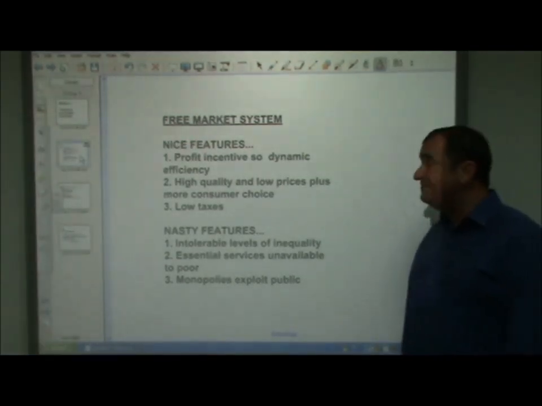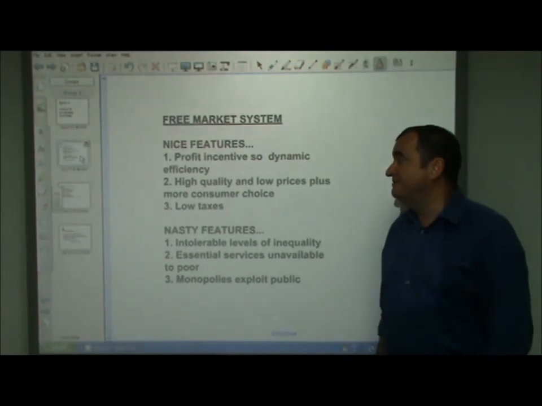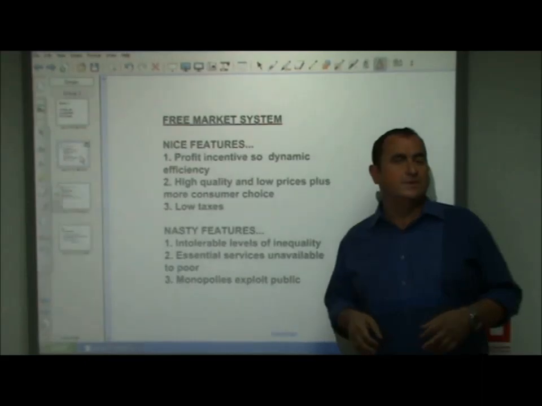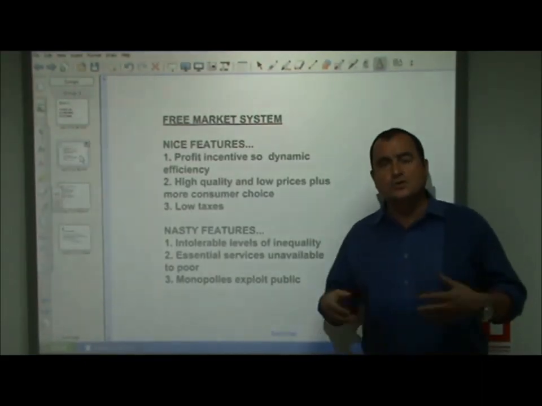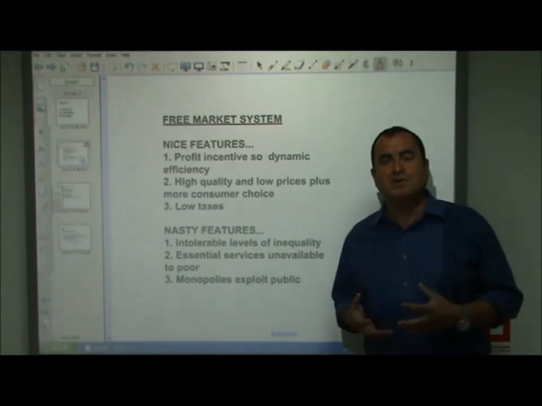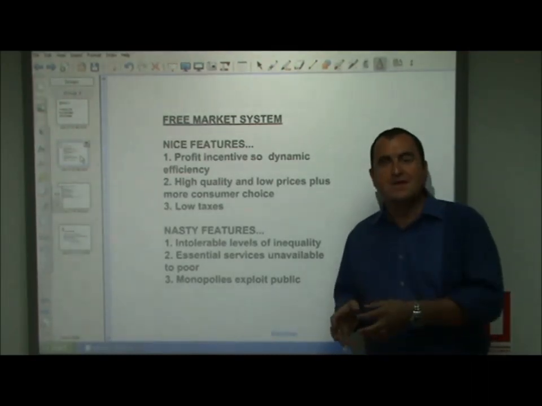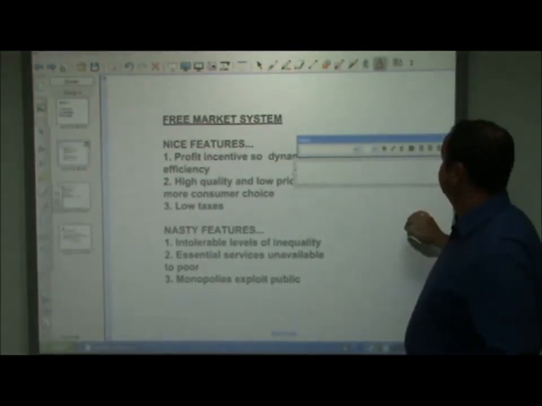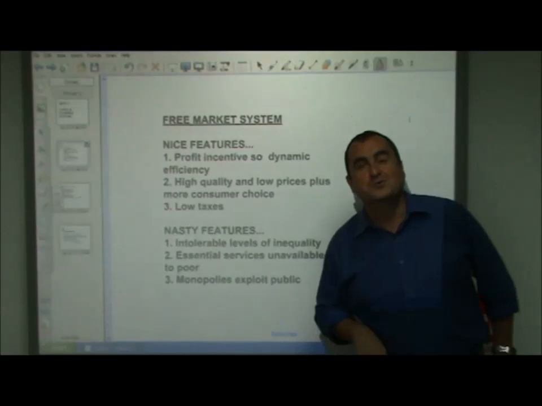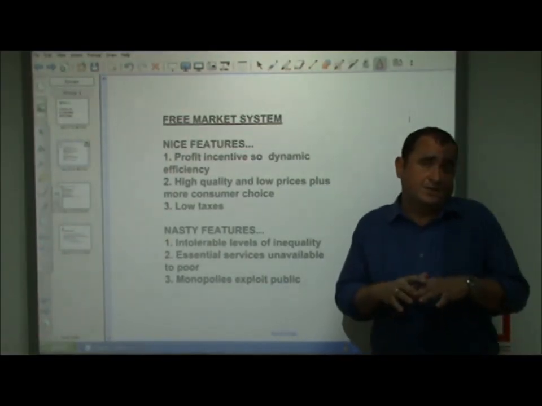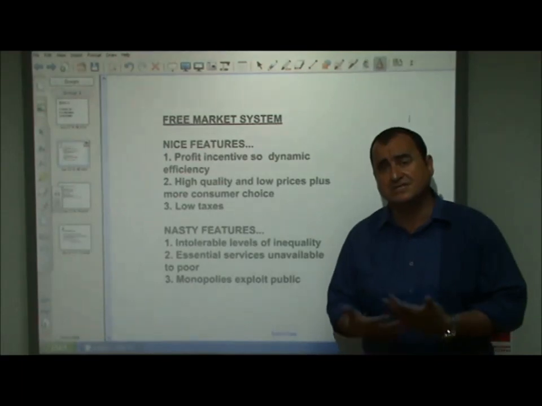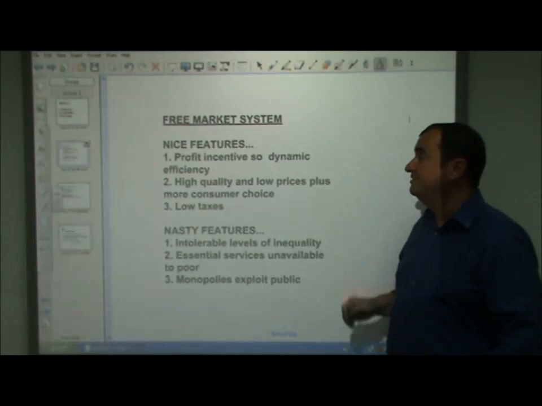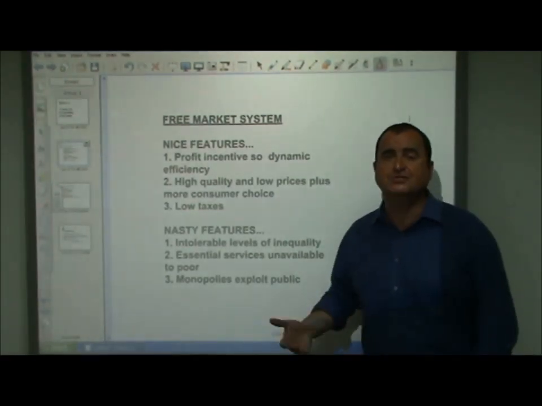So there are nice features and nasty features of such a system. The nice features: profit incentive. So there would be dynamic efficiency. If everything is owned privately, then everything is driven by the profit incentive, and it would be in the interests of firms to come up with new products and develop and research for new products which people would want to buy from them and not their competitors. And in this way we get dynamic efficiency, which is when the economy is set up in such a way that we get the most progress over time. So dynamic efficiency would exist under a free market system, and we'd likely see lots of innovation and progress.